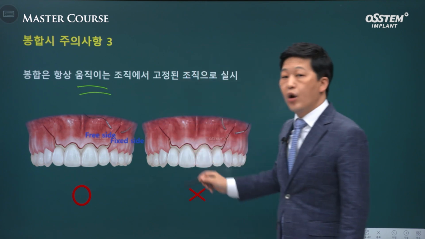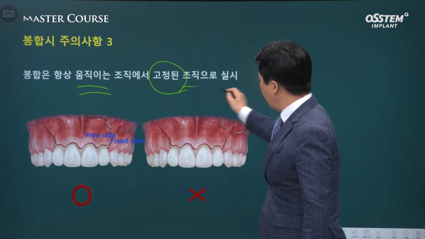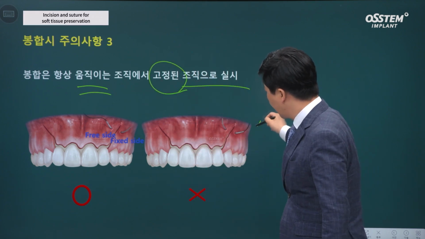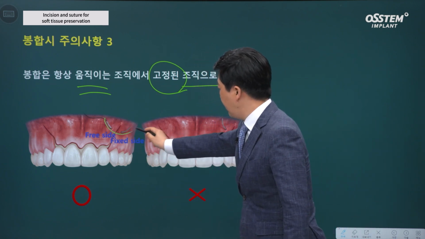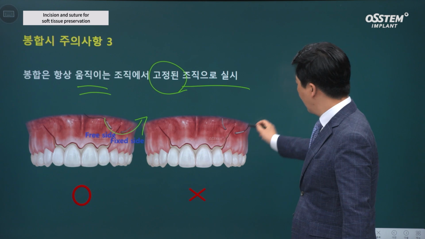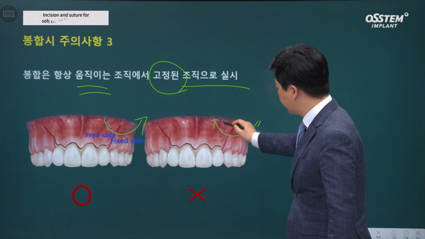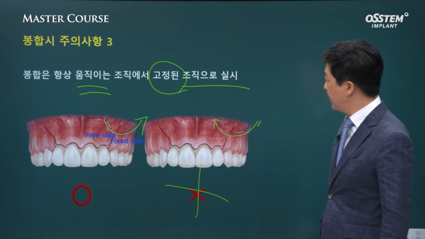At all times, the suture should be from mobile tissue to fixed tissue. From movable tissue to fixed tissue. The other way around is not allowed.